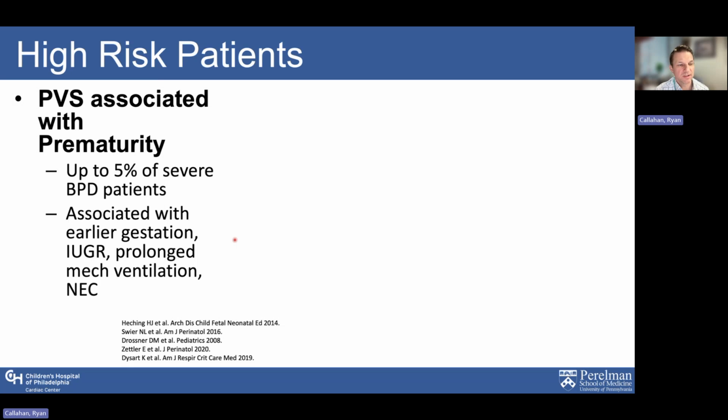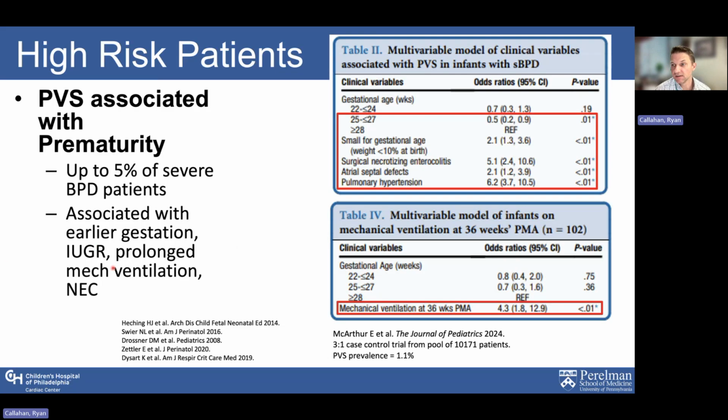Now, one study showed that this occurs in up to 5% of patients with severe BPD, with the associations that I mentioned. A very large study of 10,000 patients found the prevalence was around 1.1%. Now, a lot of the institutions in this study were not screening their babies, so it's likely this is the floor, not the ceiling. And again, we've highlighted a lot of the risk factors for developing PVS in these patients.